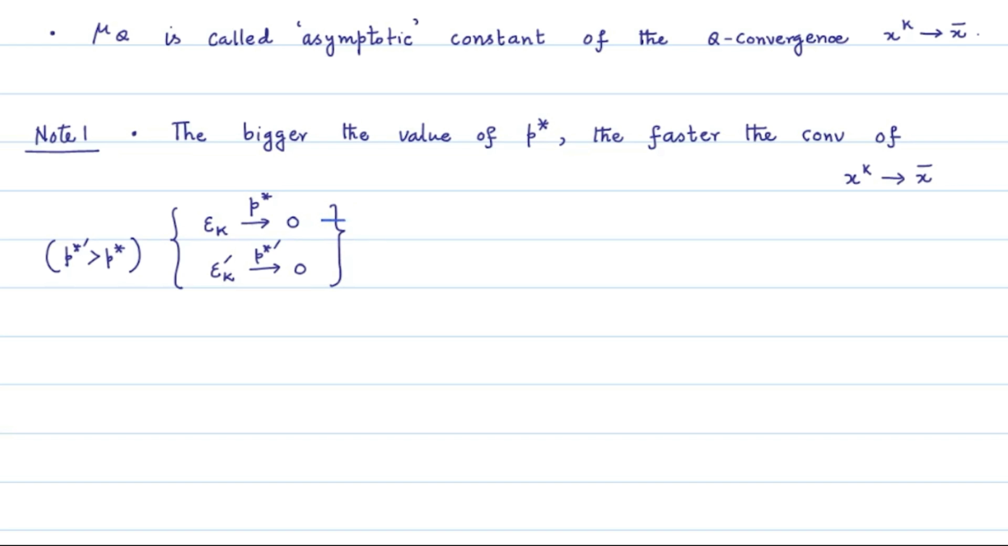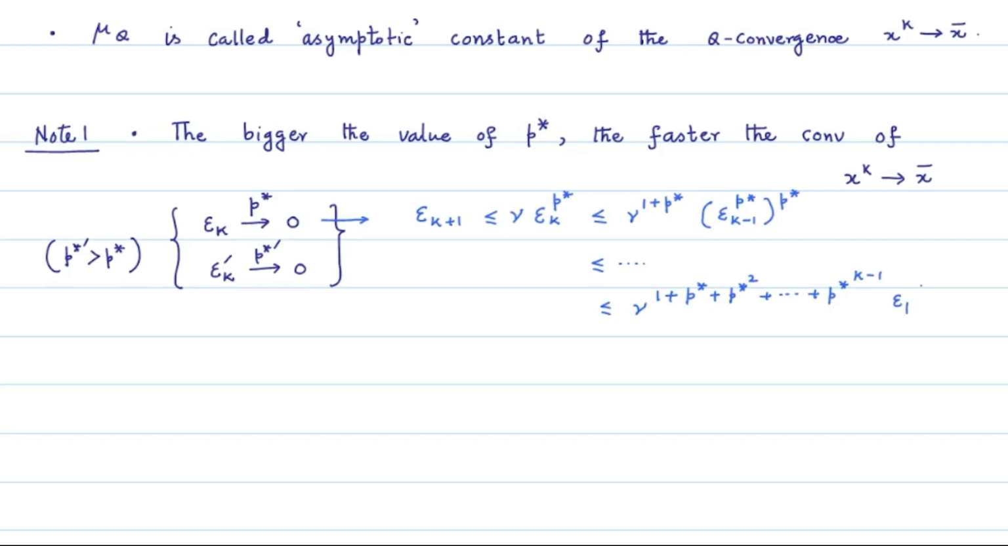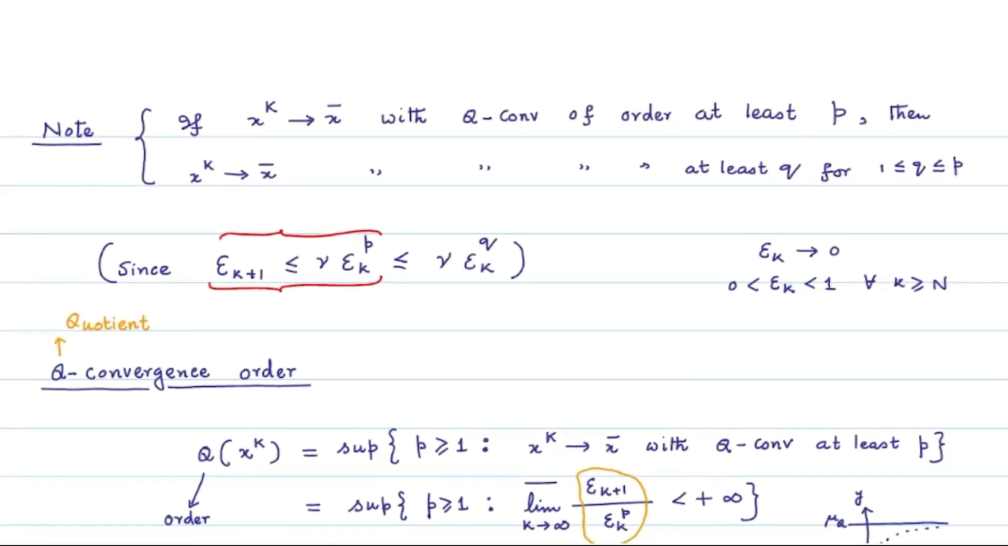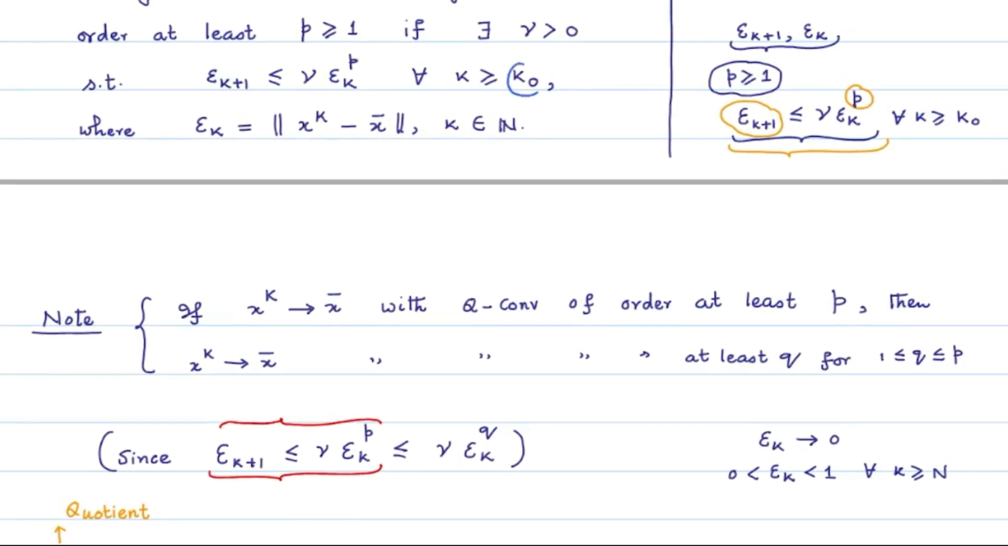Then for epsilon_k converging to 0 with Q order p star, we have epsilon_{k+1} less than or equal to gamma times epsilon_k to the power p star, and subsequently at the end we will find it is less than or equal to gamma to the power 1 plus p star plus p star square till p star to the power k minus 1, times epsilon_1 to the power p star to the power k. Here obviously we are assuming that this inequality holds true for all indices k greater than or equal to 1. So without loss of generality, or to avoid complications, we are considering this k naught value to be equal to 1.